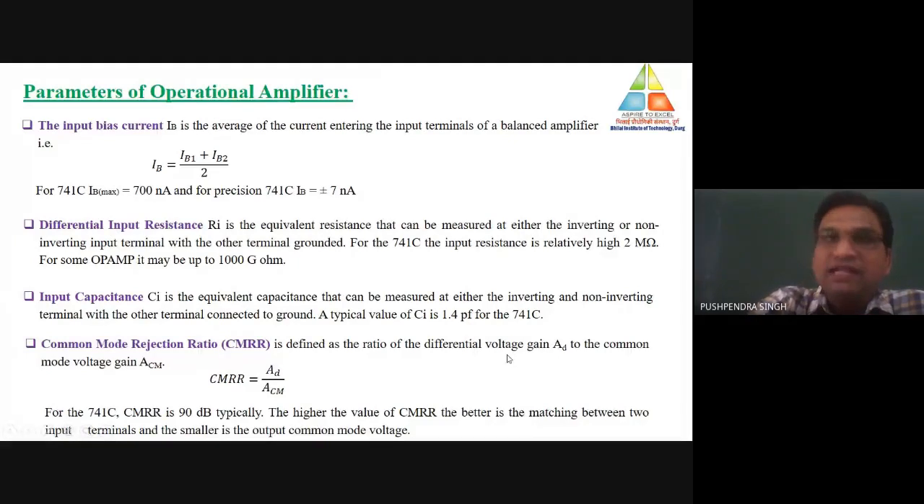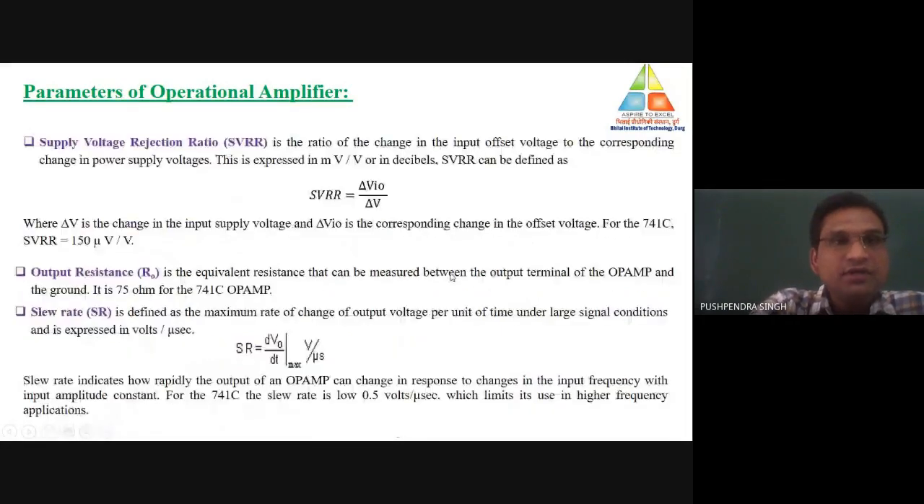As we know, the higher the value of CMRR, the better the matching between the input terminals of the op-amp. Now the next parameter is supply voltage rejection ratio. Supply voltage rejection ratio is the ratio of change in input offset voltage to the corresponding change in the value of the power supply. It is expressed in millivolts per volt or in decibels. In the case of IC 741, the value of SVRR is 150 microvolts per volt.